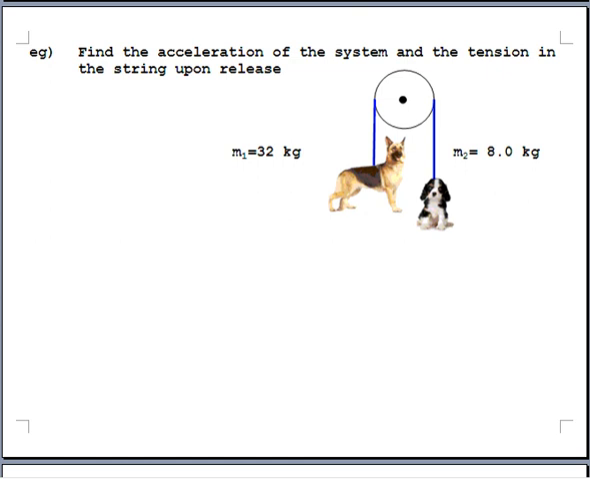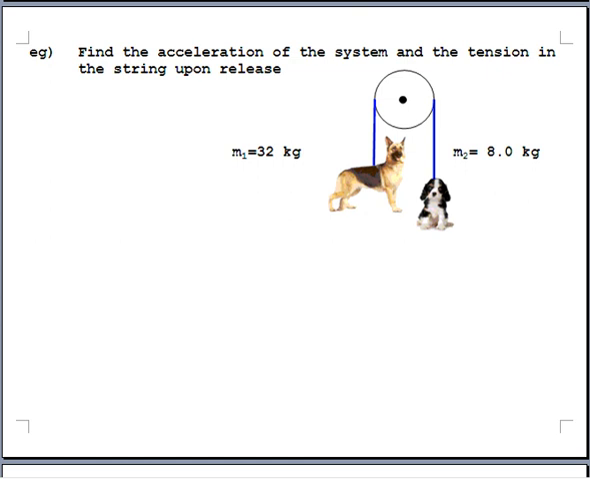So here it says find the acceleration of the system and the tension in the string upon release. So we're going to humanely harness these dogs on either end of the string, loop it over a pulley. We know the big dog's going to accelerate downwards. We know the little dog's going to accelerate upwards. We will stop the pulley system from spinning before the little dog gets sucked through. So don't worry. No dogs were injured in the making of this question.